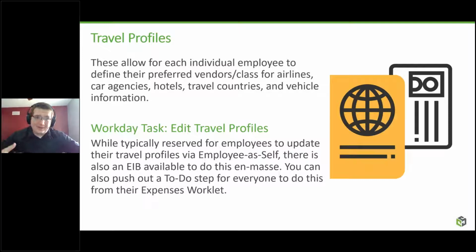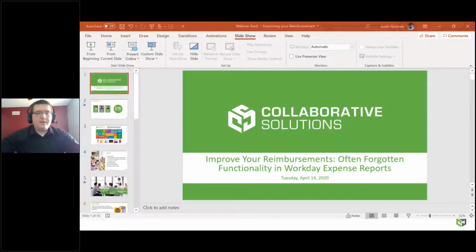But if you're like me and you totally skip that step, there's a couple of ways that we can actually do this en masse or individually, depending on your security. So it's security of the expense data entry specialist, which is a company-based role. However, we can also push out a to-do step off of a talent profile. That's also something kind of cool: we can write a custom report, see who's filled it out and who hasn't. And then you could either do it via EIB or via that sort of self-service type thing.